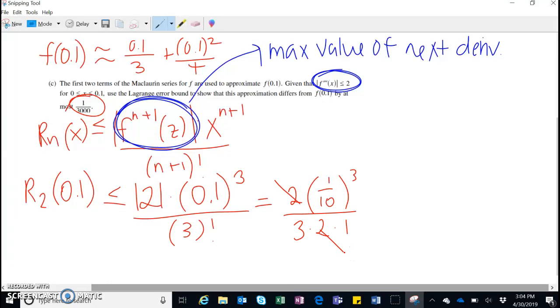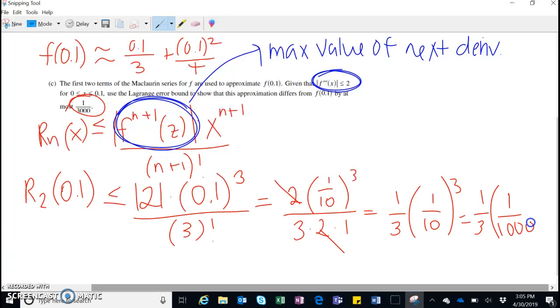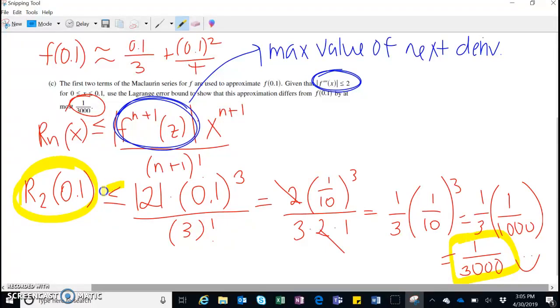We cancel those 2's. So that's like 1/3 of 1/10 cubed, or 1/3 of 1 over 10 times 10 times 10, which looks a lot like 1,000, which sure is 1 over 3,000. We have shown that our remainder must be bounded by 1 over 3,000. The remainder is at most 1 over 3,000. Happy dance, we did it. A really tough Lagrange problem.